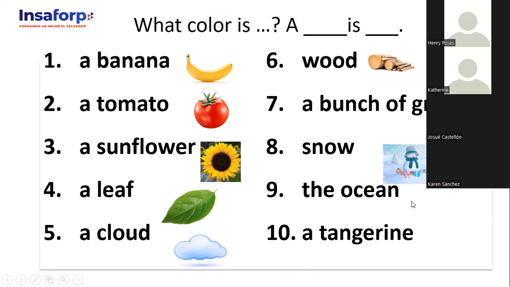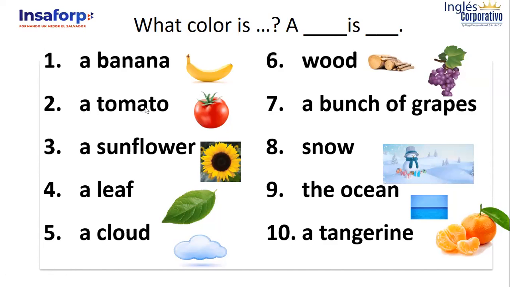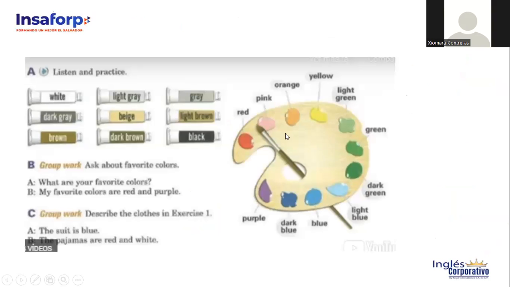And the ocean, what color is the ocean? Blue. It's blue. The ocean is blue. What color is a tangerine? Orange. Yeah, a tangerine is orange. Excellent. So I can see that you know the colors, guys. Good job. So here we have more colors and tones. For example, you can repeat after me with your microphone off.